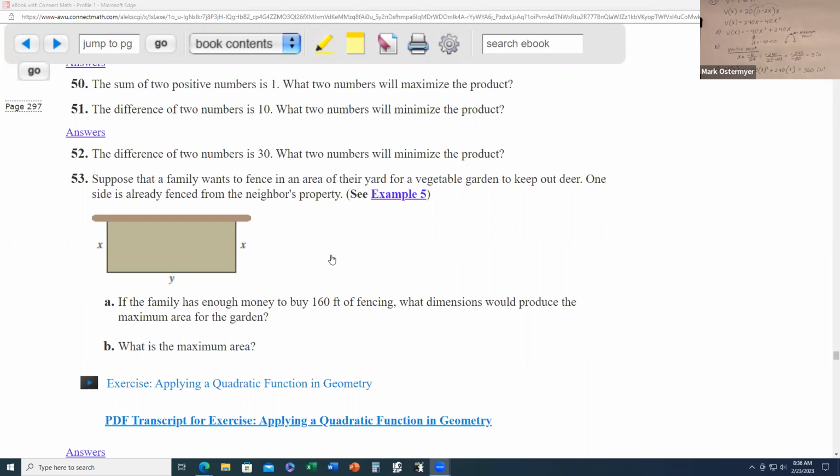All right, number 53. Suppose a family wants to fence in an area of the yard for a vegetable garden to keep out deer. One side is already fenced from the neighbor's property. If the family has enough money to buy 160 feet of fencing, what dimensions would produce the maximum area?